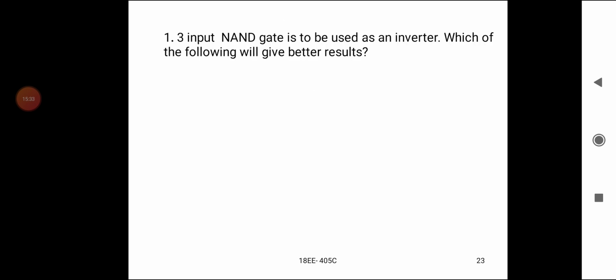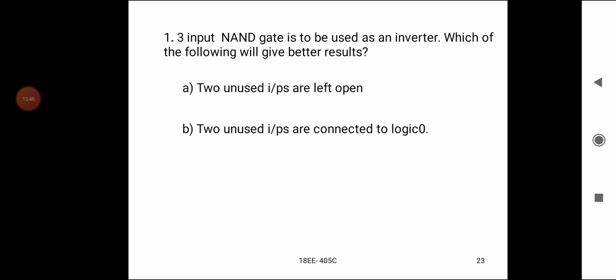Problem: A 3-input NAND gate is used as an inverter. Which of the following will give better results? A. 2 unused inputs are left open. B. 2 unused inputs are connected to logic 0. C. 2 unused inputs are connected to logic 1. D. None. 2 unused inputs are connected to logic 1, which gives better results. It will work as an inverter.